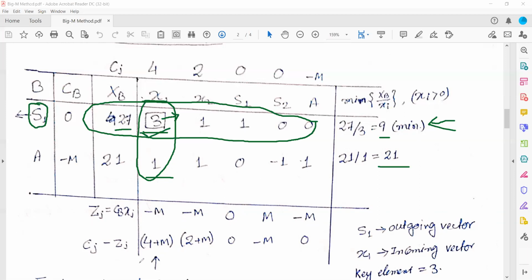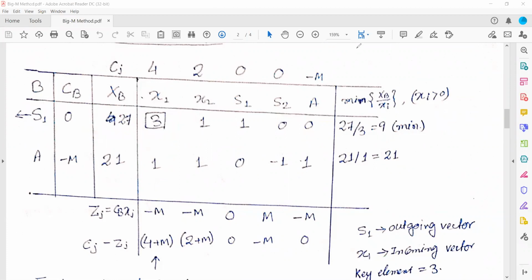And what is the incoming vector? The incoming vector you will get along the key column. In the key column, which vector is there? X1. So X1 is the incoming vector. That means in the next simplex table, S1 will be replaced by X1. So here S1 is the outgoing vector, X1 is the incoming vector, and the key element is 3.